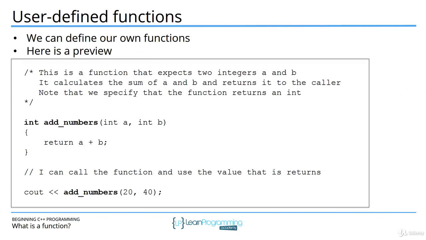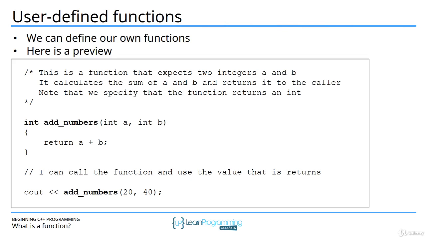In this section, we'll learn to write our own functions. Here's a preview of a very simple function so you can see where we're going. Don't worry about the syntax, I'll cover all that later. In this case, I have a function called addNumbers, and it expects two integers named a and b. The body of the function simply returns a plus b. So we take the sum of a plus b and return the result to the caller.